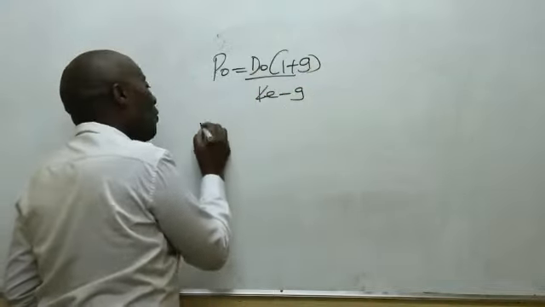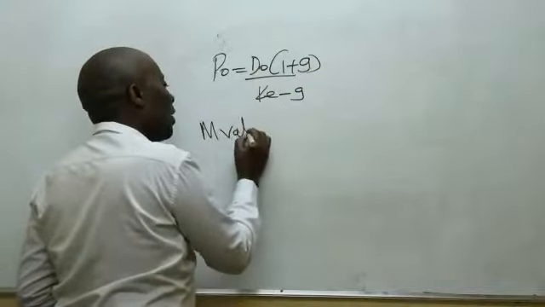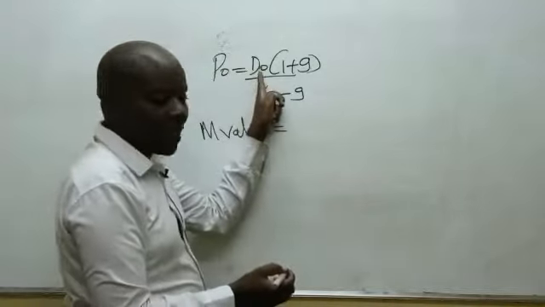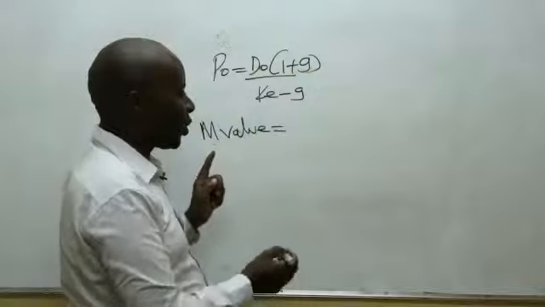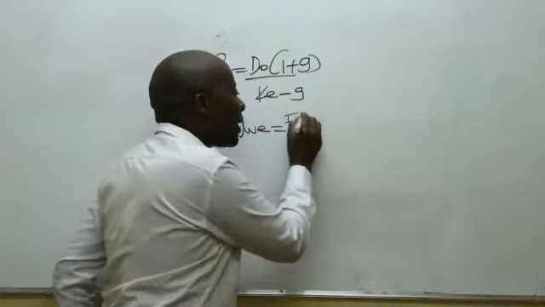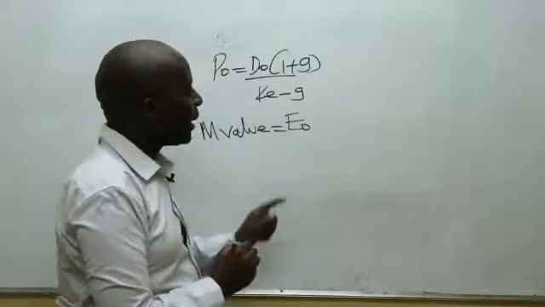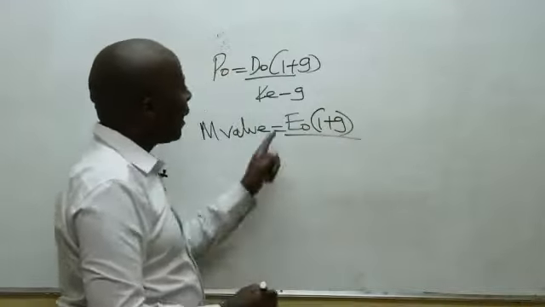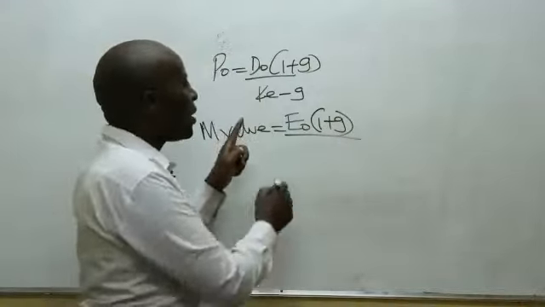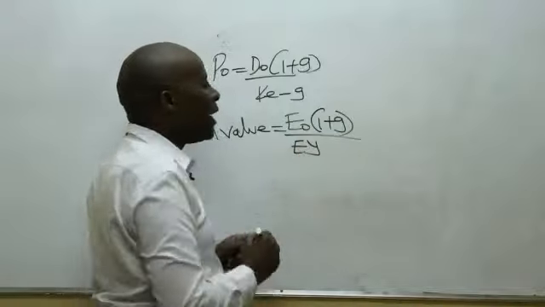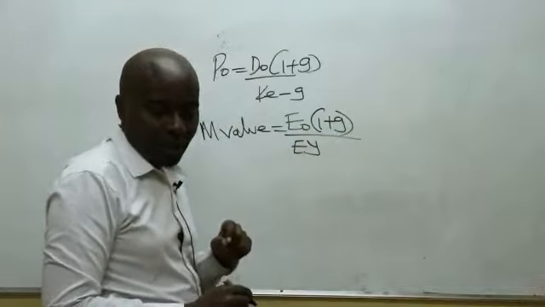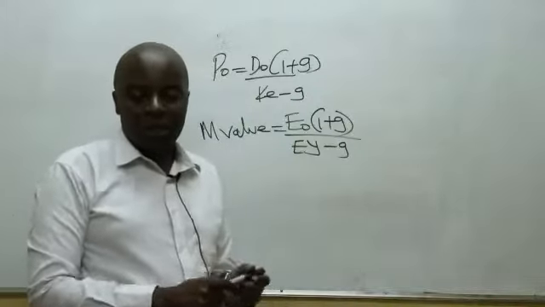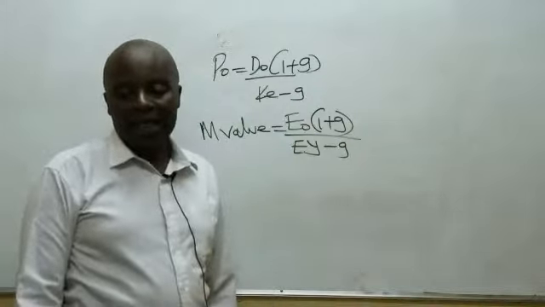So when we talk of market value using earnings yield, now instead of dividends we are talking of earnings. We are talking of earnings at time zero, into 1 plus g, all over, instead of cost of equity, earnings yield minus g. Earnings yield minus g.